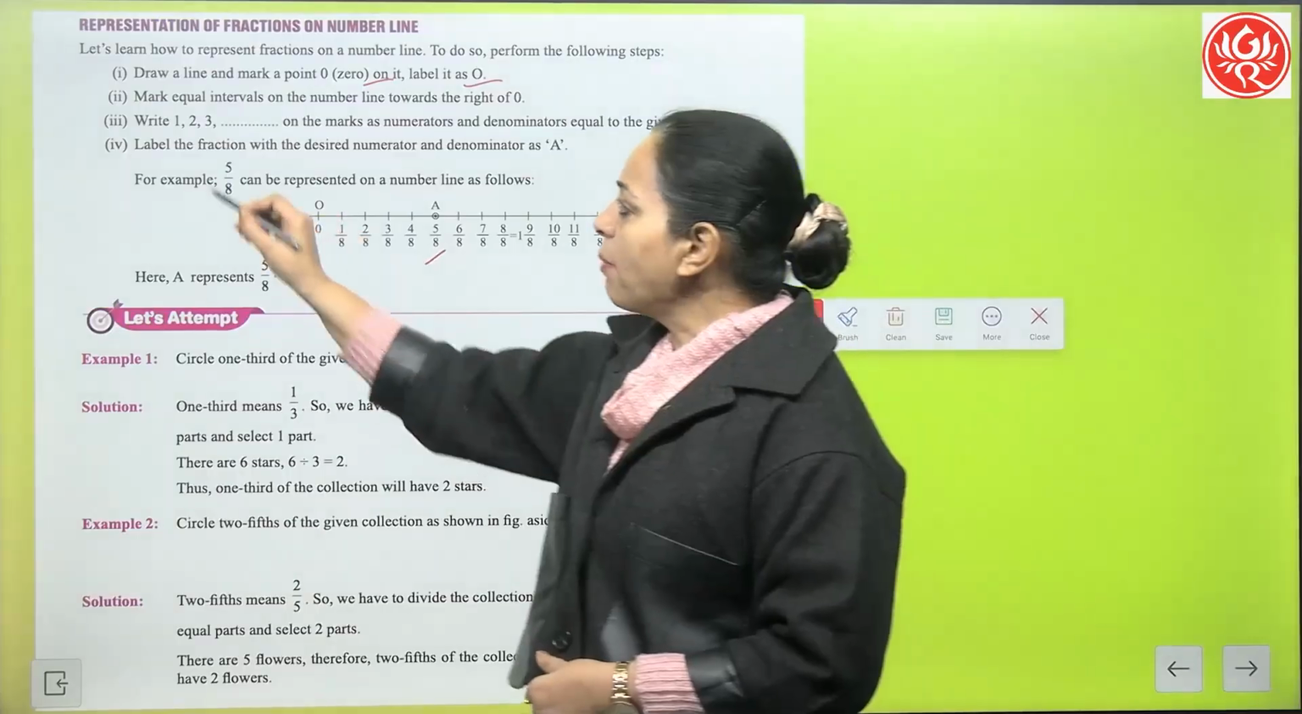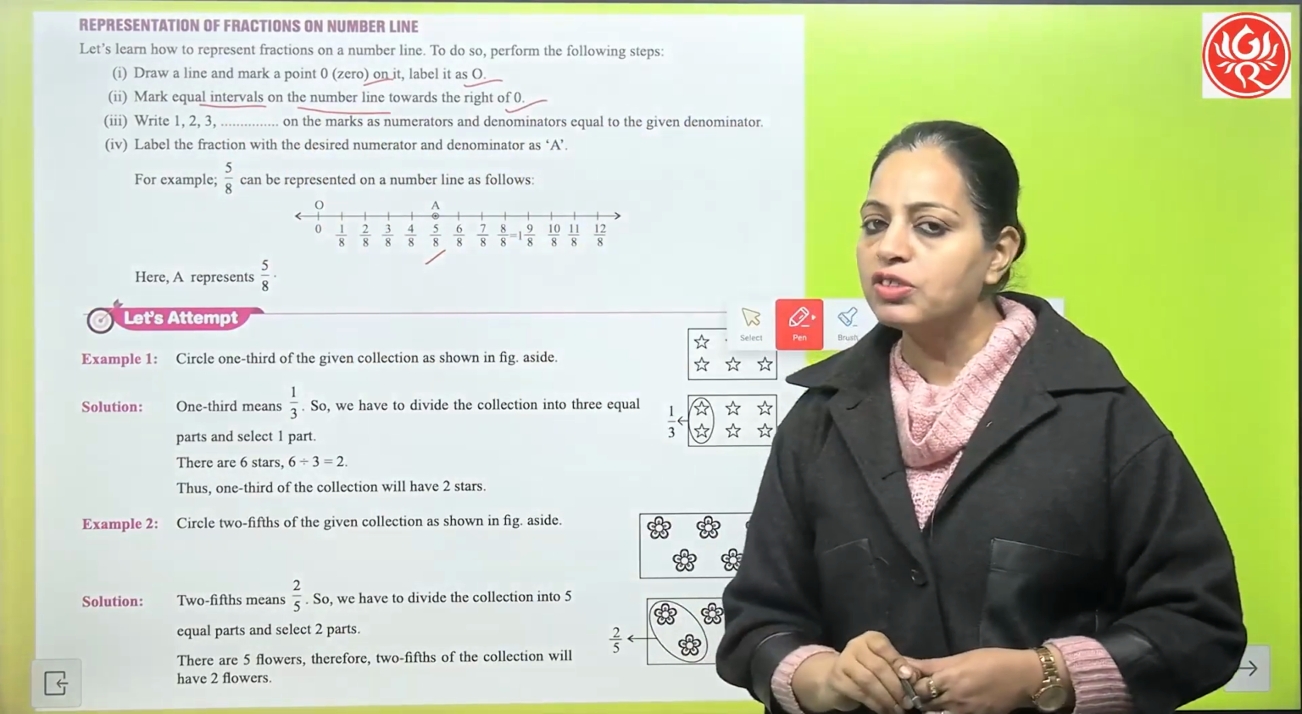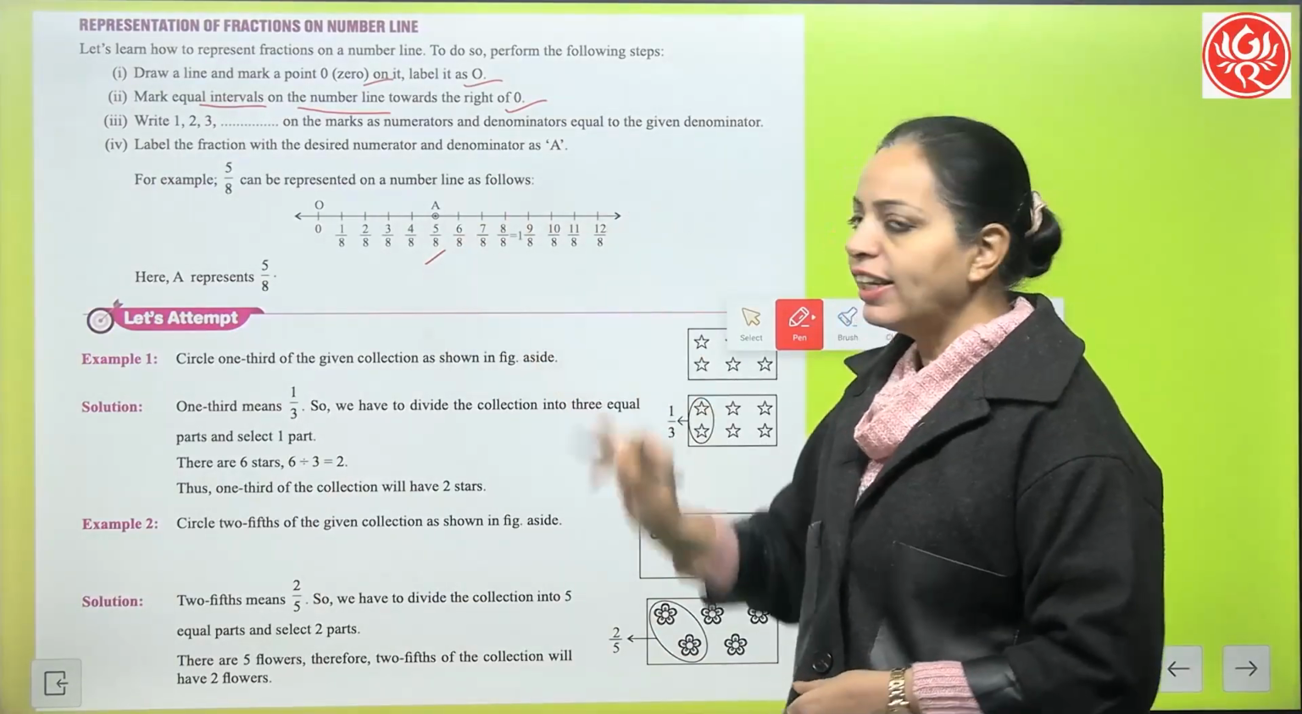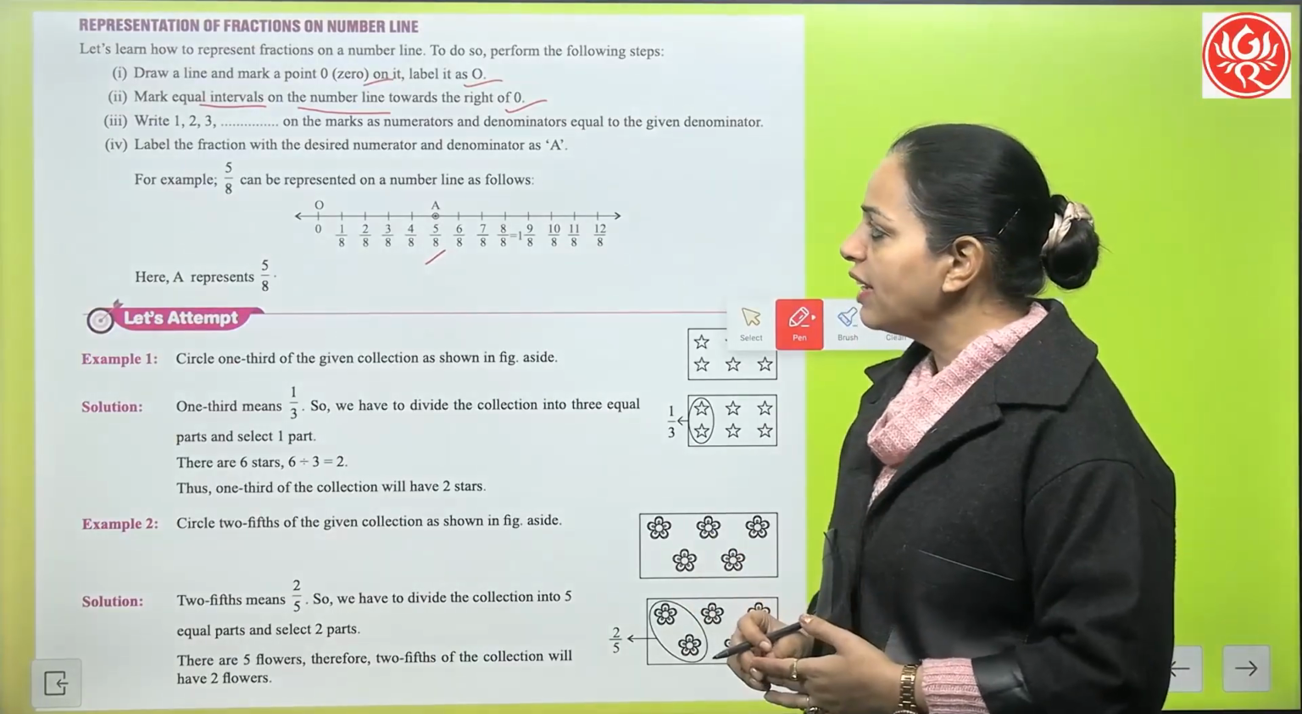Then second step, mark equal intervals on the number line towards the right of 0. फिर हम राइट साइड लेंगे 0 की और वहां पर हम इक्वल पार्ट्स ले लेंगे, इक्वल इंटरवल्स ले लेंगे.